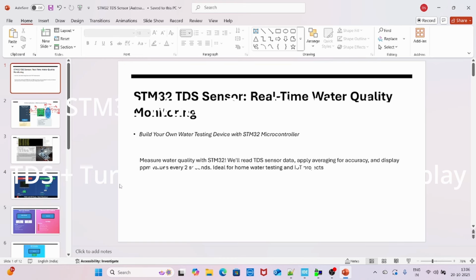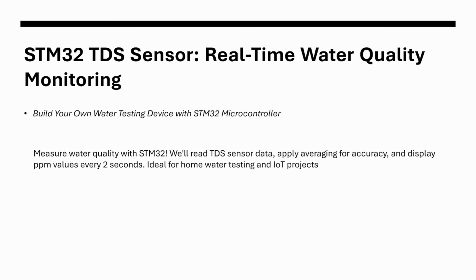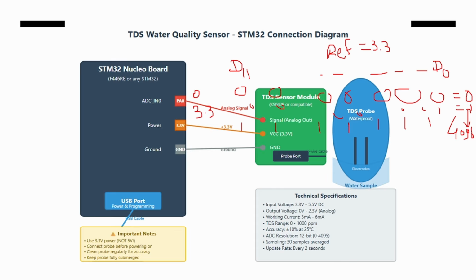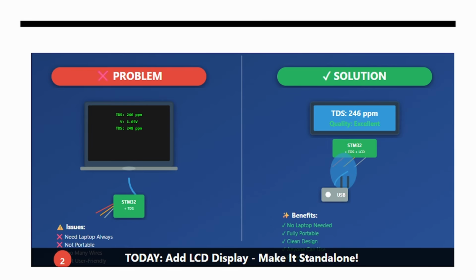So hello friends, welcome back. In the last video we built a TDS water quality monitor and we also used an LCD, right? And now today we are adding a turbidity sensor to measure the suspended particles. So in this video I'm going to show you how we can add another sensor on another ADC pin.